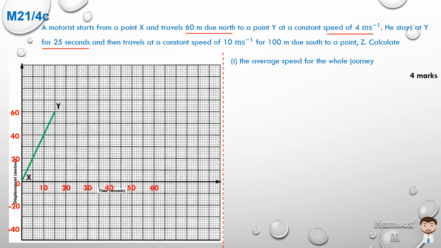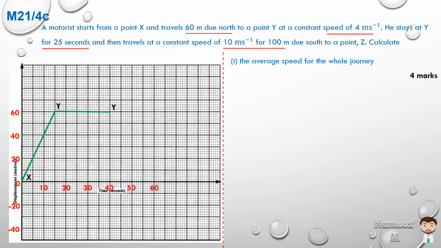It now stays at Y for 25 seconds. So from 15 seconds, let's add 25 to that, so that'll give us 40. So we can draw a horizontal green line to indicate that we're still at Y at the time of 40 seconds. And then the motorist travels at a constant speed of 10 meters per second for 100 meters due south.